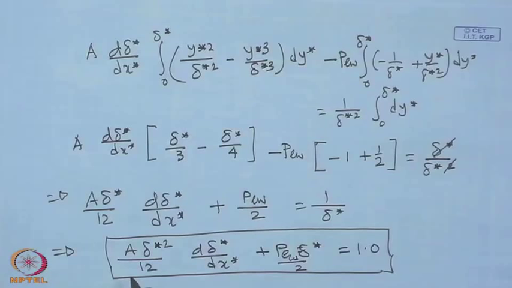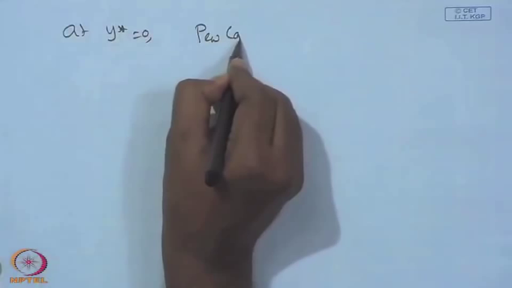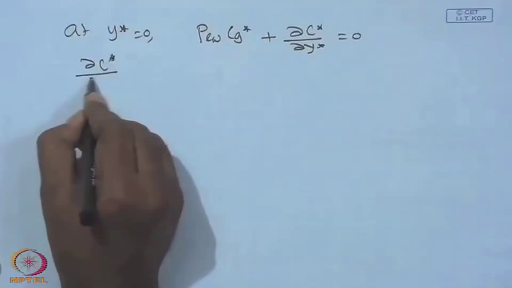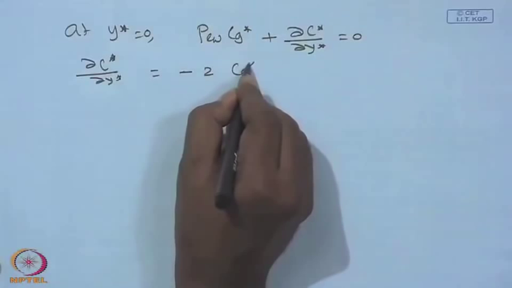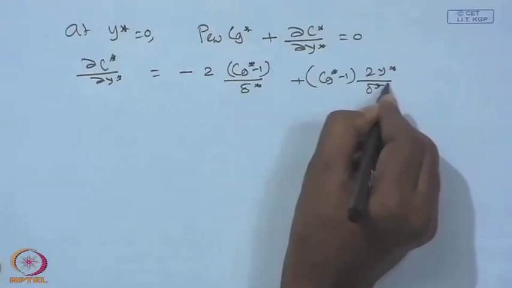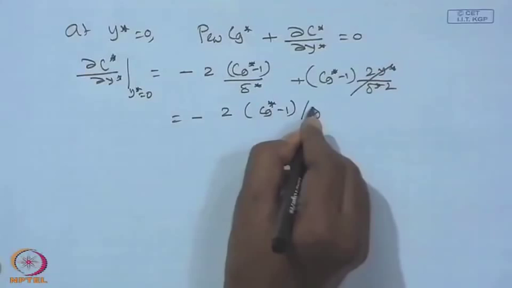Now, p w is a function of x and delta star will be also a function of x. This equation can still be simplified by the boundary condition at y is equal to 0. If you look into the boundary condition at y star is equal to 0, p w c g star plus del c star del y star is equal to 0. Now, if you look into the derivative of del c star del y star, it becomes minus 2 c g star minus 1 over delta star plus c g star minus 1, 2 y star by delta star square. Now, evaluated at y star is equal to 0, this term will be gone. So, you will be having simply minus 2 c g star minus 1 over delta star.